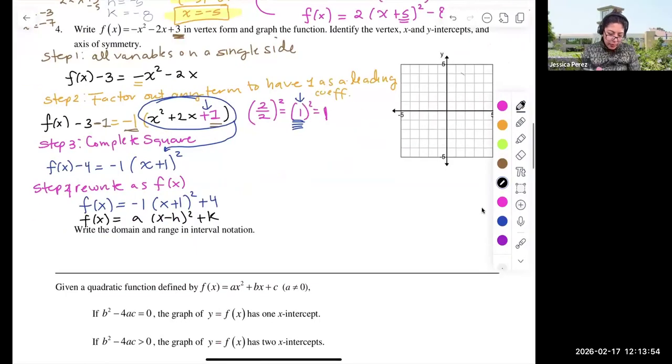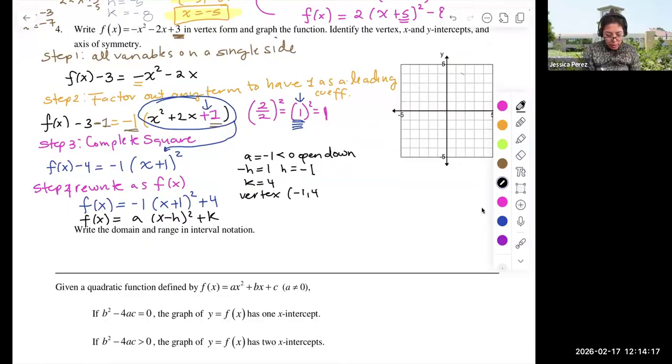Now I can pull what is h, what is k. So now a is going to be negative 1. That means it's less than 0, so it will open down. I know that negative h is 1. That means that h is negative 1. K is 4. So my vertex will be the point negative 1, 4. My axis of symmetry will be x is equal to negative 1.